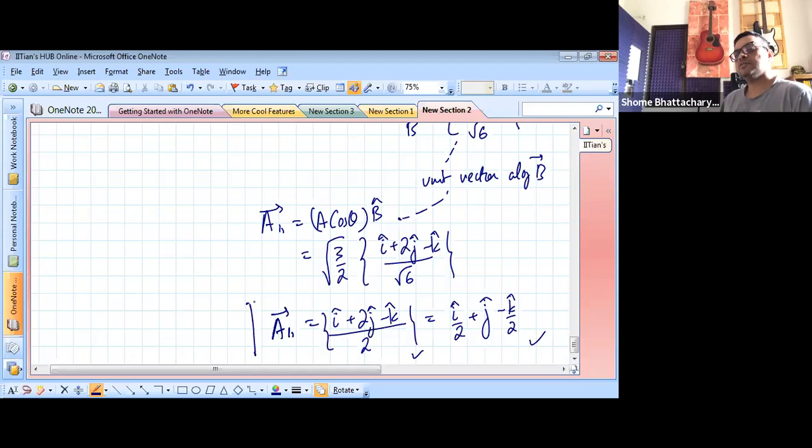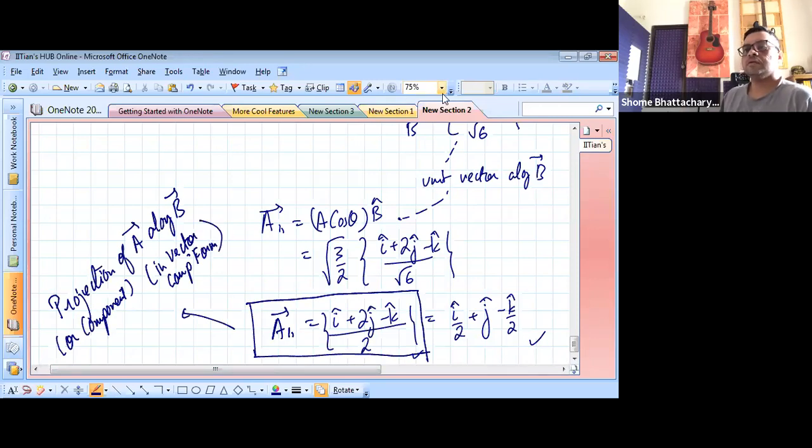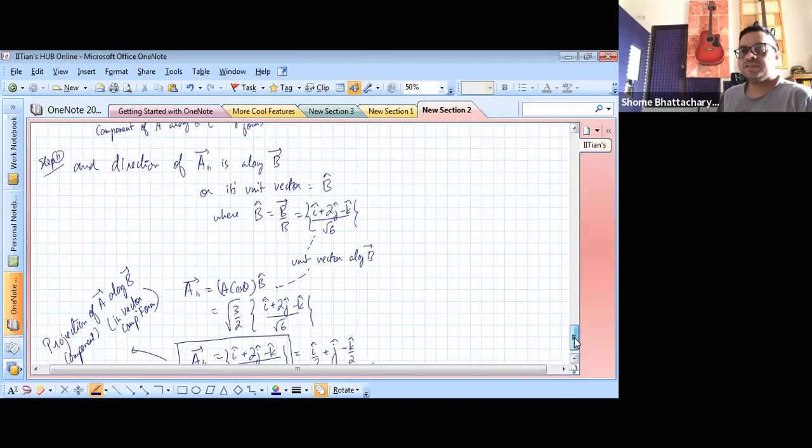So this here is, you can say, the projection or component of A along the vector B, in vector component form. It becomes this one. Okay, so just take your time and understand these steps and ask me if there is any question about this.